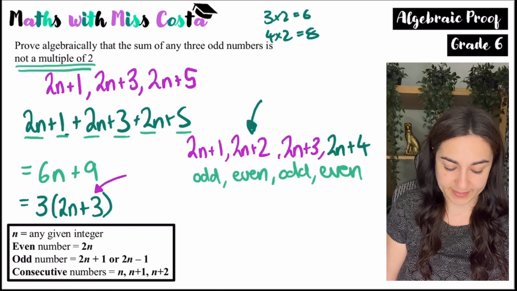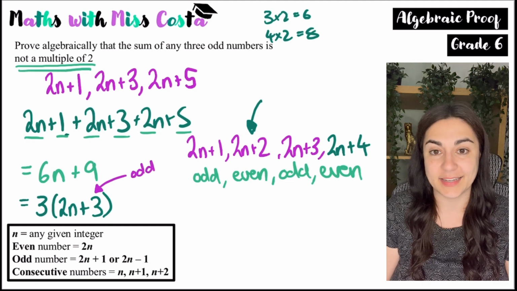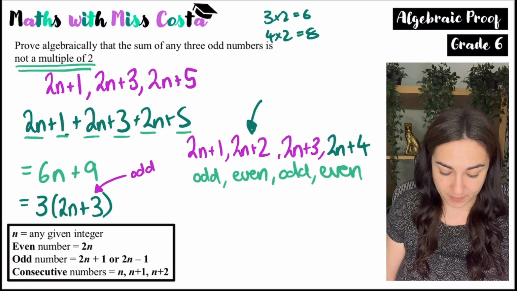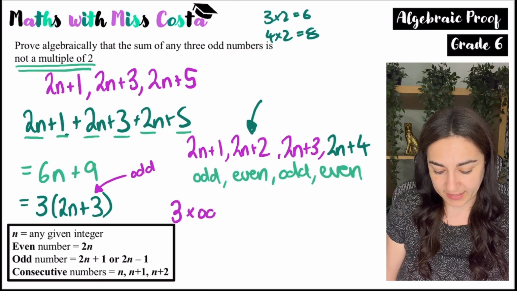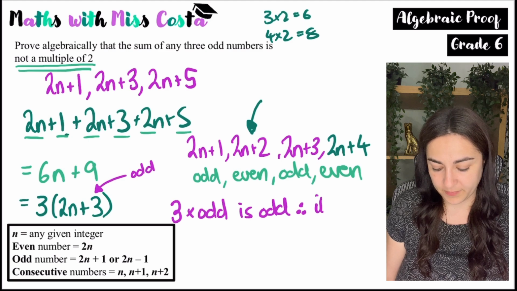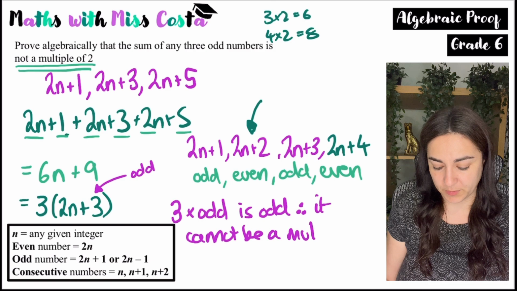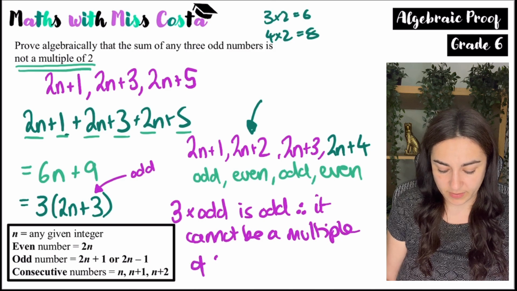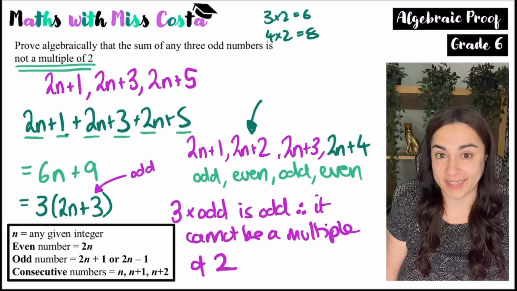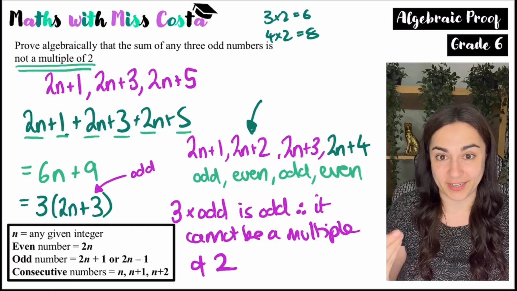this proves that it's an odd number because 2n makes it even, and add any odd number, it keeps it odd. And 3 times any odd number is odd. Therefore, it cannot be a multiple of 2. So you've taken it down to its most basic form, and you've shown that you can't factorise it any further. The smallest factor is 3.